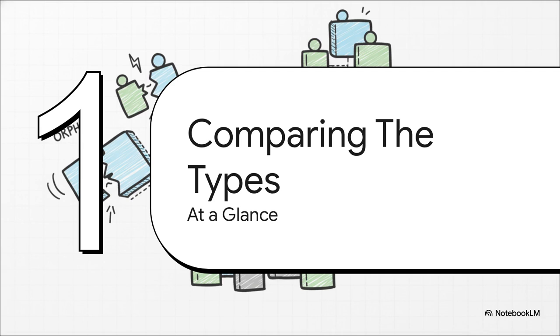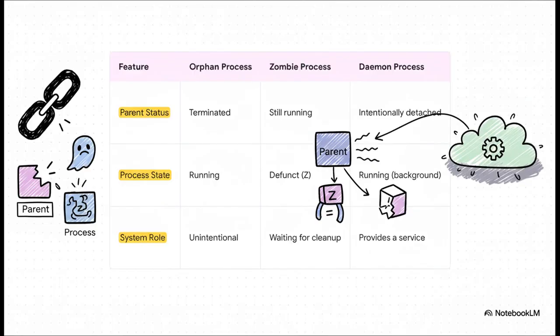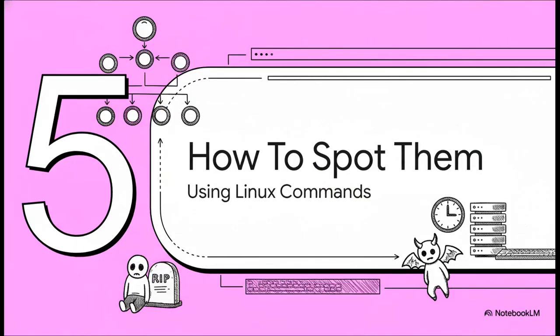All right, time to put it all together. Let's look at these three side by side, because that's where the differences really become crystal clear. This table breaks it all down perfectly. Look at the orphan. Its parent is gone, terminated, but the process itself is still running. Now the zombie. Its parent is still running, but the process state is defunct, or Z. It's just waiting to be cleaned up. And finally, the daemon. It's also running, but it was intentionally detached from its parent to go provide a service. See? Totally different situations.